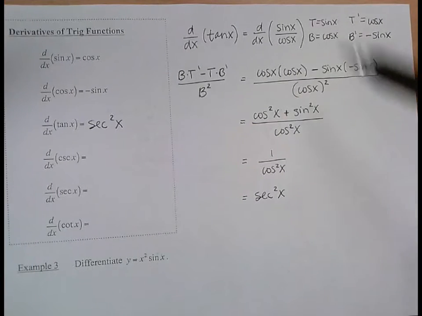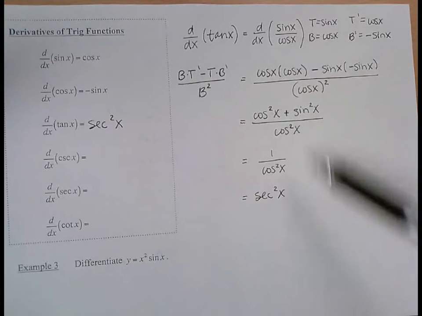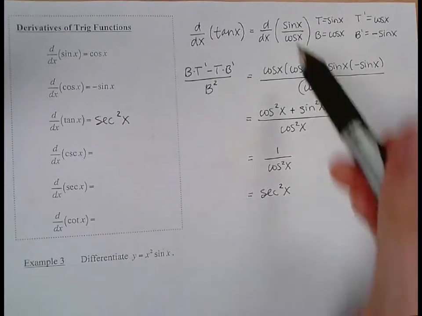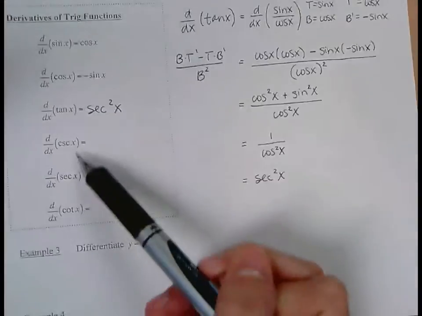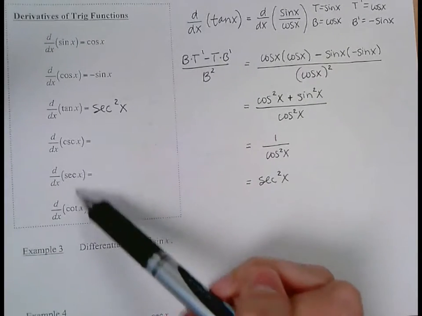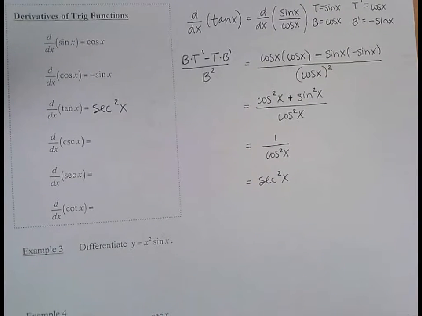If you forgot, you could find it this way, but don't do this every time because it's going to come out to be secant squared every time. So just memorize that. And then we could go through similar proofs for these last 3. The reciprocal functions we could all write as quotients.